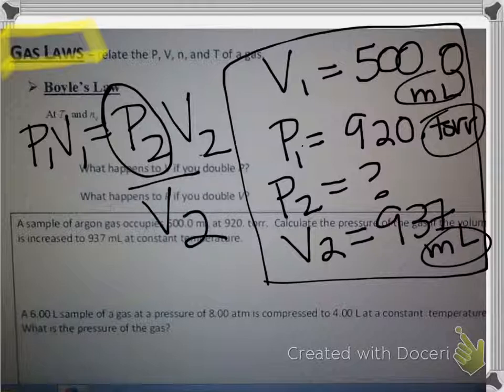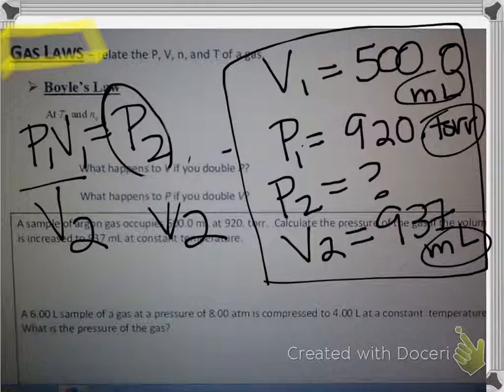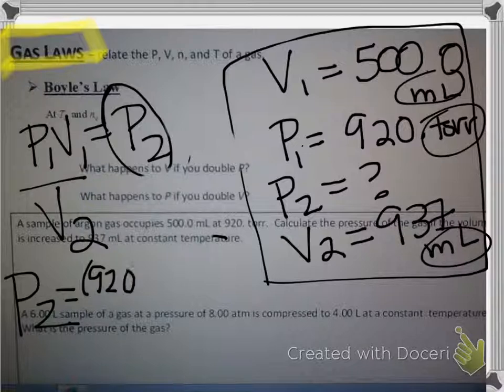And I won't do this for everyone and show you every step. But remember how you do algebra. You isolate the unknown, which is P2. So out here I'm dividing both sides by V2. When I do that, I get that pressure 2 equals P1V1 over V2. So that's what I'm going to start with. So I'm going to say P2 equals pressure 1. I'm going to insert that. What is pressure 1? 920 torr.